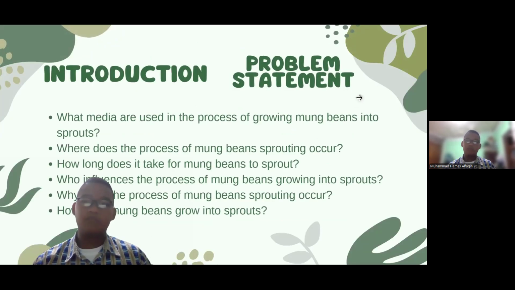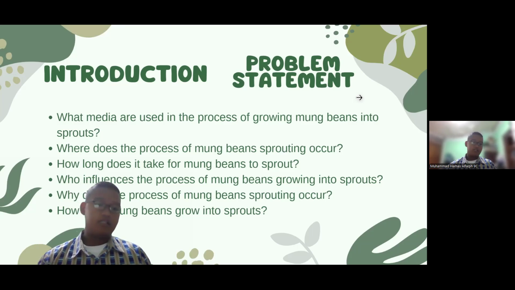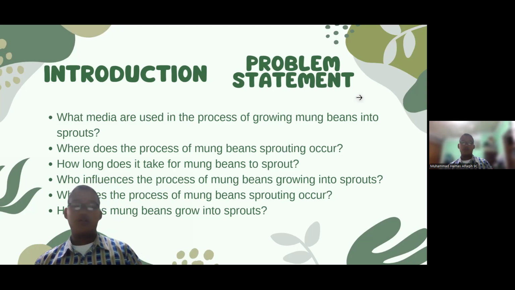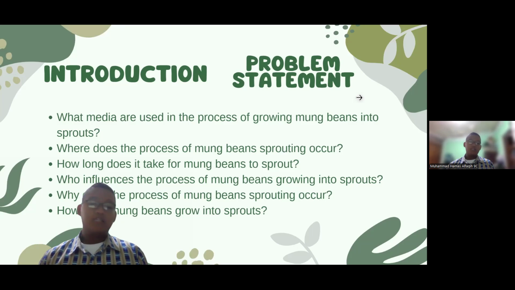So the problem statement of my scientific work is the first one. What media are used in the process of growing mung beans into sprouts? The second one, where does the process of mung beans sprouting occur? And the third one, how long does it take for mung beans to sprout? The fourth one, who influences the process of mung beans growing into sprouts? The fifth one, why does the process of mung beans sprouting occur? And the last one, how does mung beans grow into sprouts?